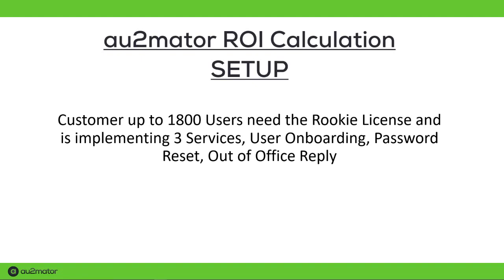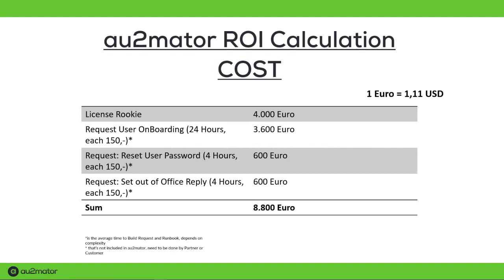So in our case, it is the rookie license, and for this customer, we implemented 3 services: the user onboarding, a password reset, and the out of office replay. And this, for the first year, costs around 8,800 euros. So it's around 4,000 euros for the license, and to build the request and the automation and everything else, we are around 8,800 euros for the first year.